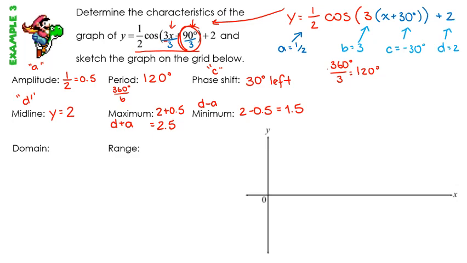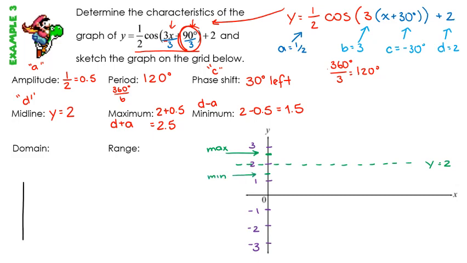So on our grid, let's mark off 1, 2, and 3 above the x-axis, and below the x-axis, -1, -2, -3. Our midline is y is equal to 2, so I'm going to draw that at a y value of 2, just a horizontal line going all the way across. Our maximum is 2.5, so in between 2 and 3. This is the highest our graph is ever going to go. And our minimum is 1.5, so right here is the lowest our graph is ever going to go.